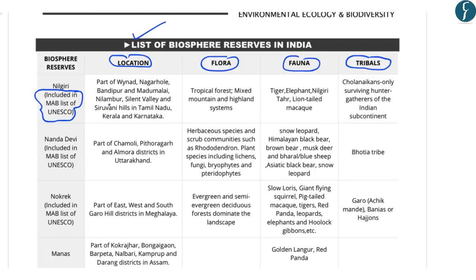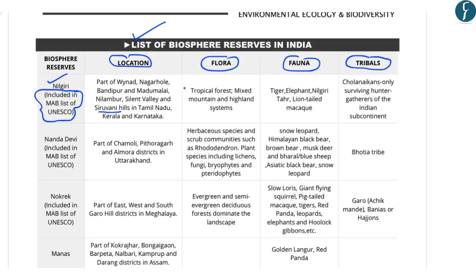So these are few important facts related to the Seshachalam Biosphere Reserve. So similarly, you can see in this list, it has provided various information related to other biosphere reserves of India. So for example, regarding the Nilgiri Biosphere Reserve, it provides that it is a part of the Wayanad, Nagarhole, Bandipur, Muddumalai, Nilambur, Silent Valley and the Siruvani Hills in Tamil Nadu, Kerala and Karnataka.